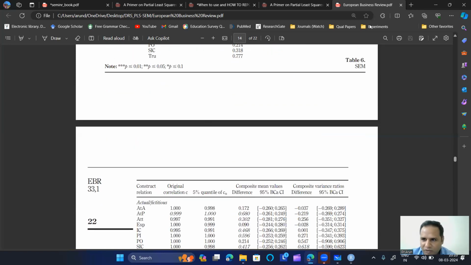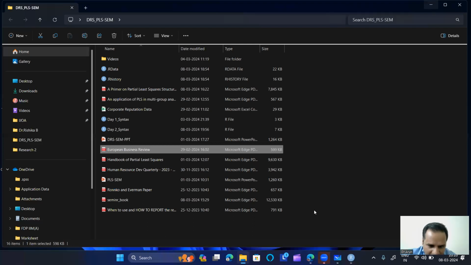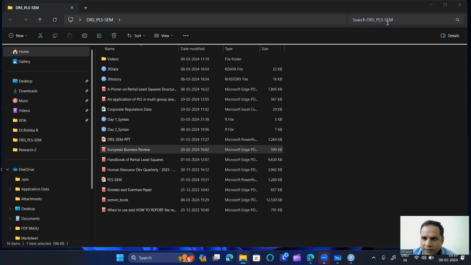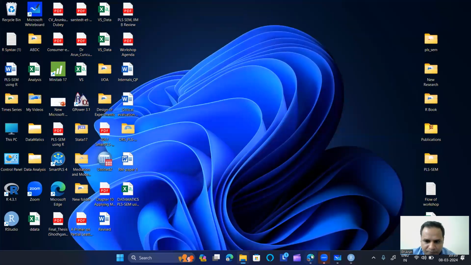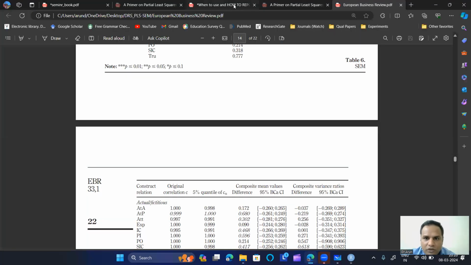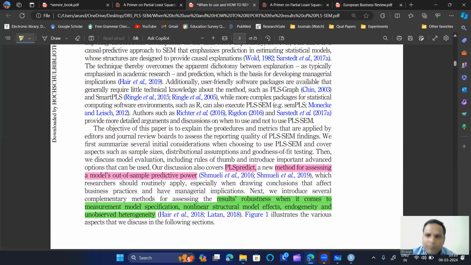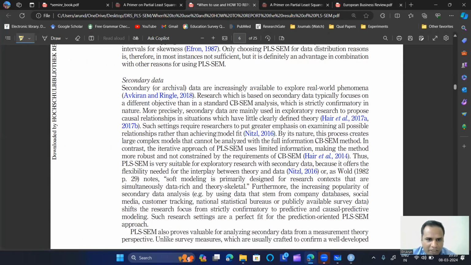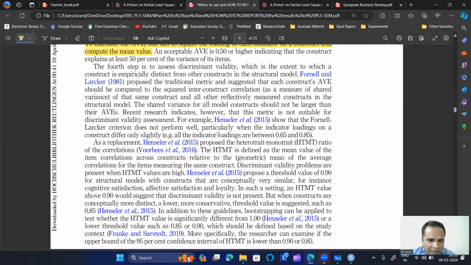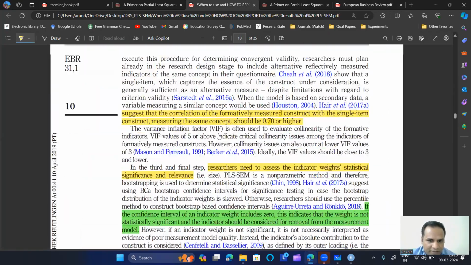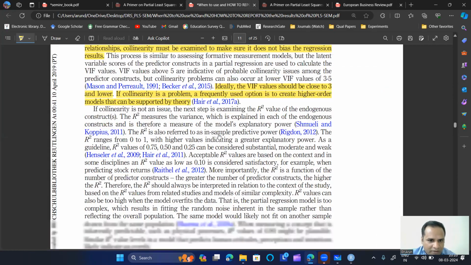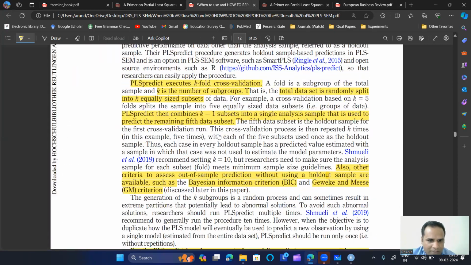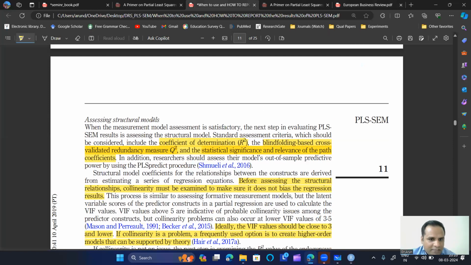Now, this will not make a lot of sense yet, but you should read this paper. First, let's see what's the logic. This is a 2019 paper, a very seminal paper, and it has a huge citation count. Here there is a separate section for establishing the predictive power. Here, assessing the structural model.